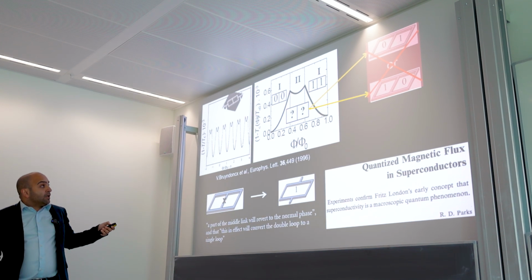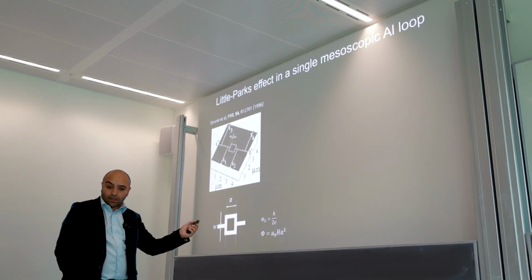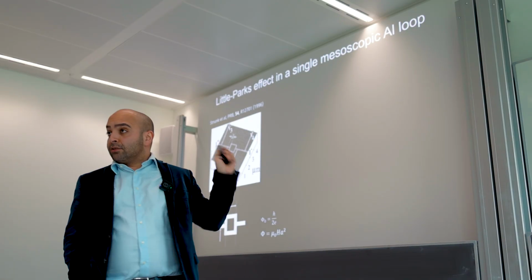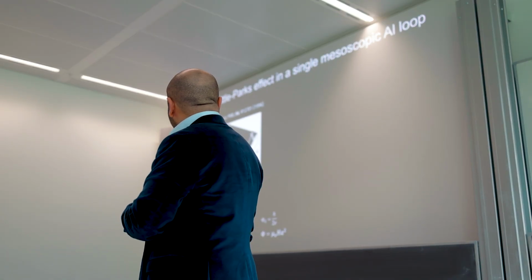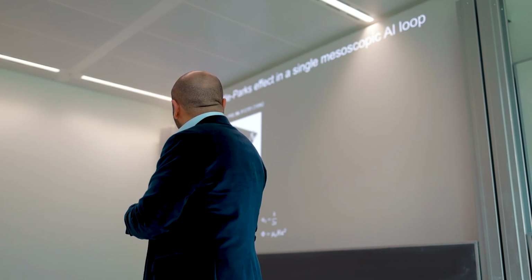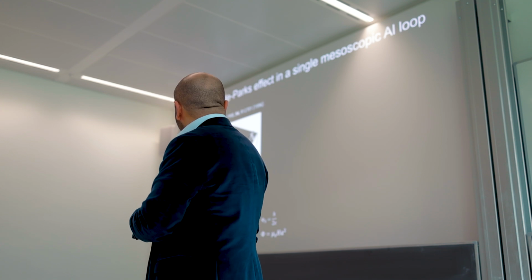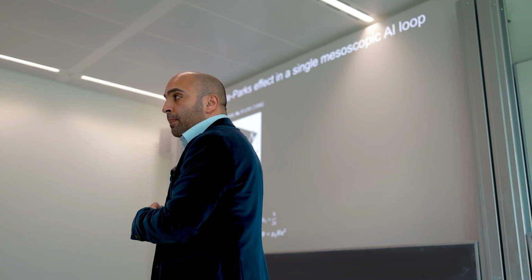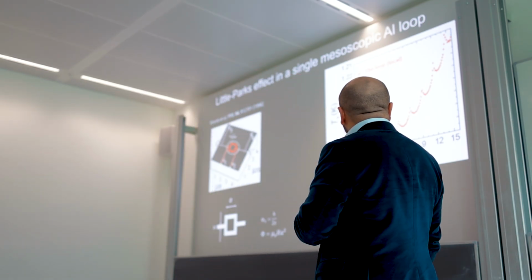Okay, so I want to end with one last example. It's actually going back to a single loop, right? This is the same setup as the Little-Parks experiment. You have current going from here to here, and now what you're going to do is measure the voltage between these two contacts. So you're measuring basically this red part. What do you see? Well, this is what you get.